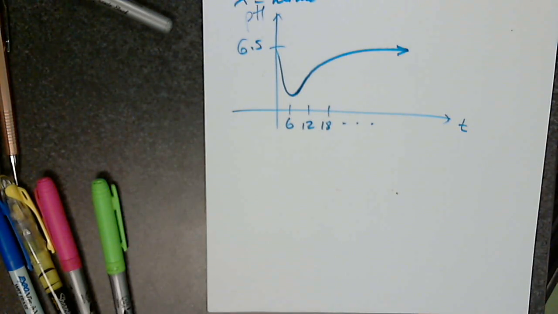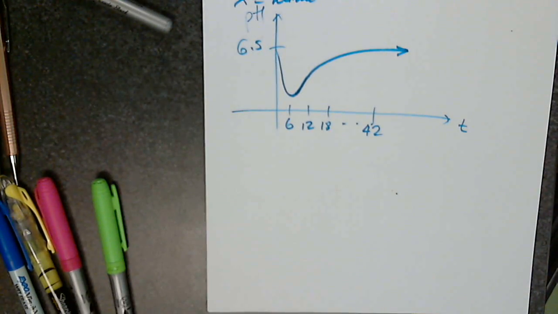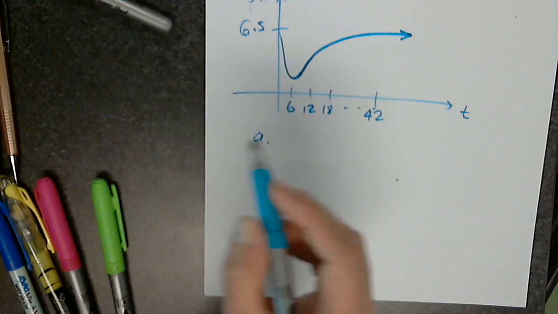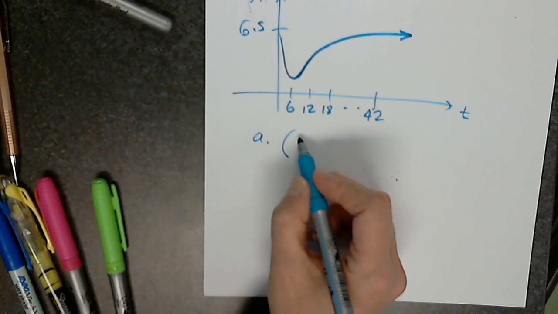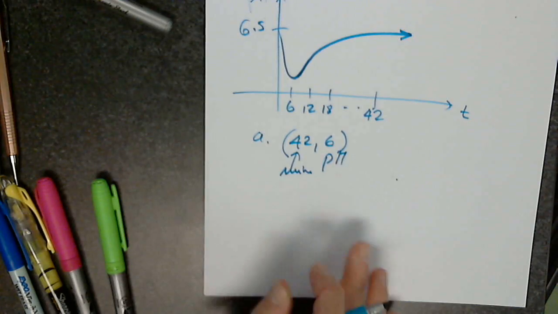Question number 1, or part A. Use the graph to obtain a reasonable estimate to the nearest tenth of the pH level of the human mouth 42 minutes after a person eats food containing sugar. What will you say approximately from the graph? I would say 6. At 42, I would say 6. Would you agree? So I will say from the graph I read 42, 6. This is in minutes, and this is the pH level.